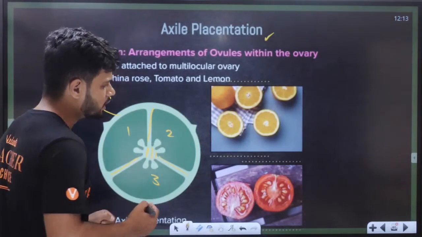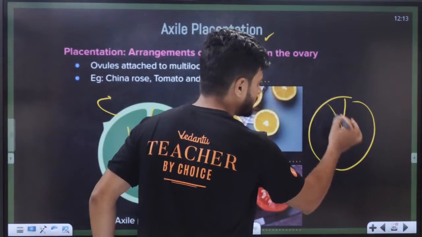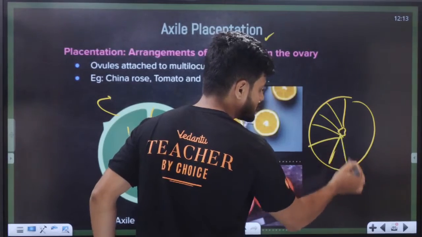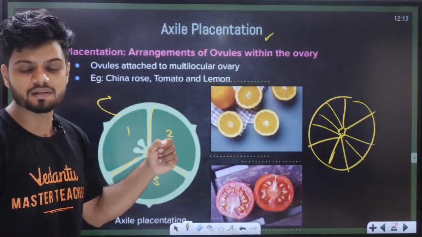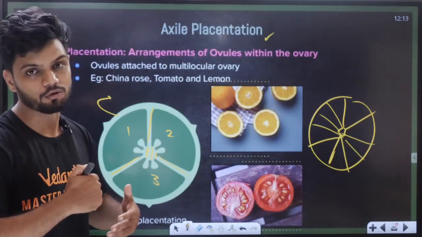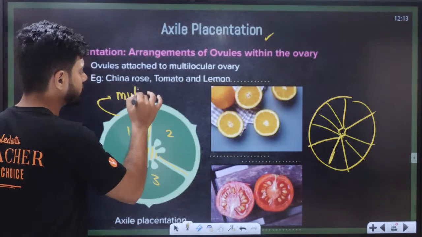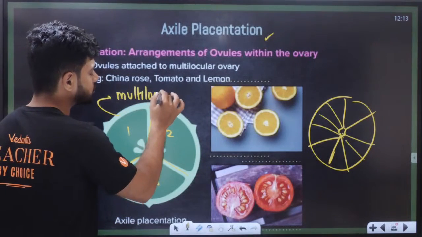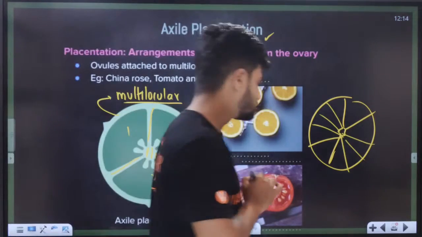If you open a lemon, students, do you see in the middle something like this? Inside a lemon, do you see many chambers? Yes. Many chambers means many locules are there. So here we generally have a multilocular condition. Okay. Now what is the trick here, students?